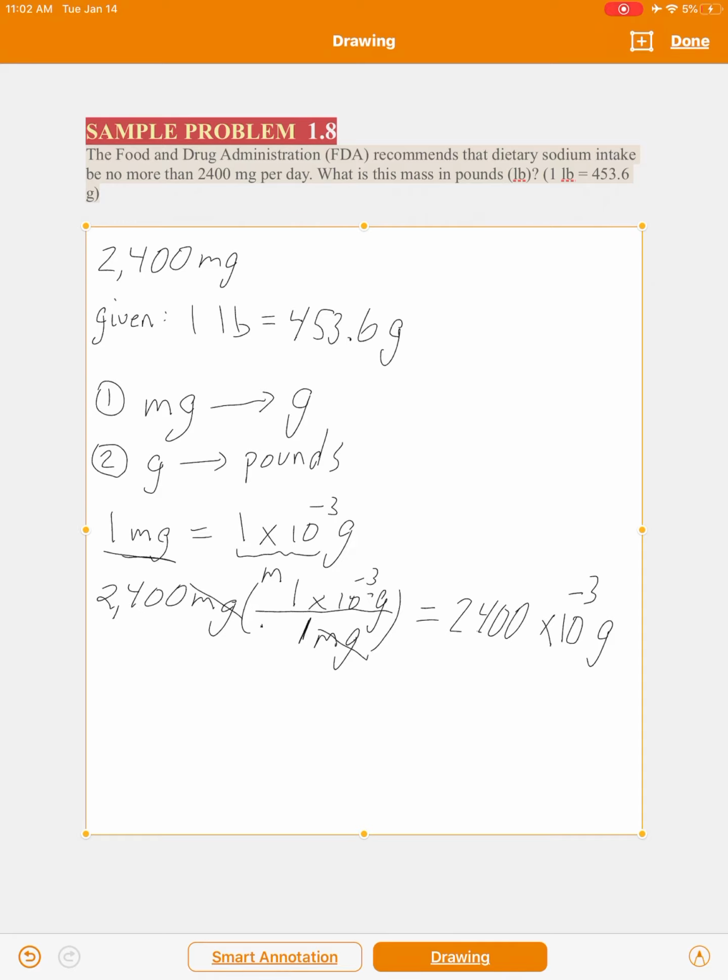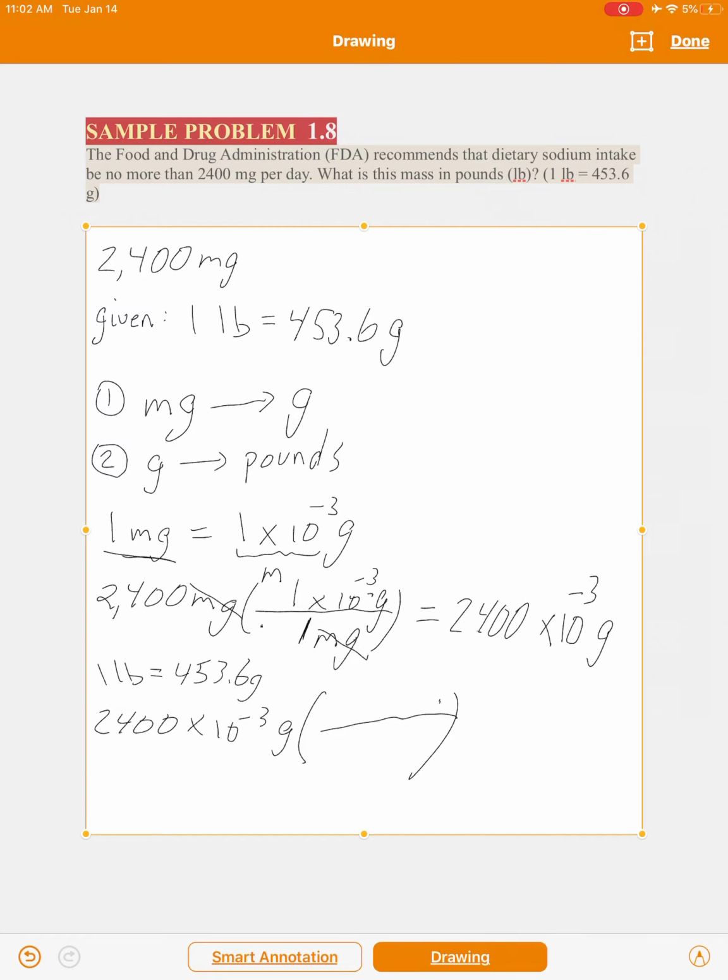Now we want to convert it into pounds. So our second conversion is grams to pounds, and the conversion factor is 1 pound is 453.6 grams. So in step 2, 1 pound is 453.6 grams. We have 2,400 times 10 to the minus 3 grams, but we want to get rid of the grams. So we don't put the grams in the numerator, because if we put grams up here, we'd have grams times grams. We don't want grams times grams. We want to get rid of them.